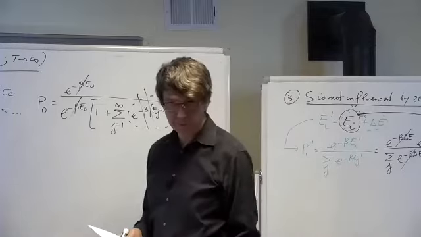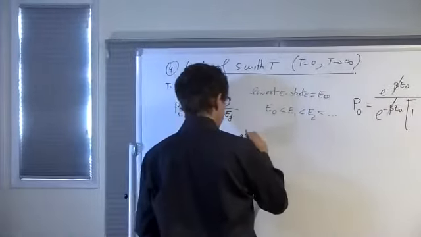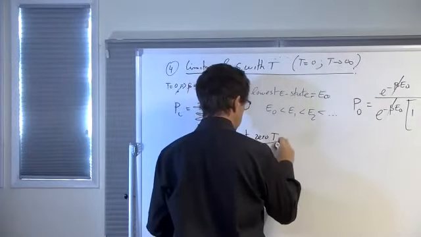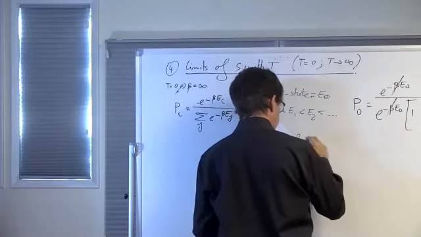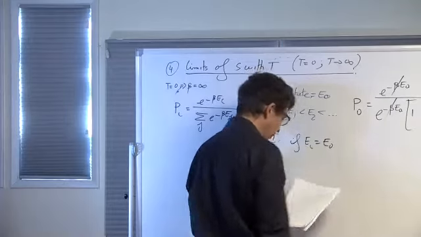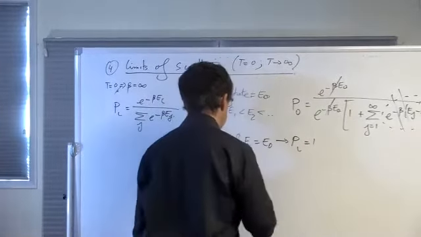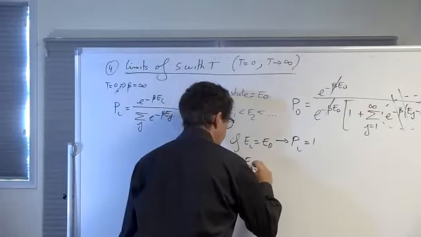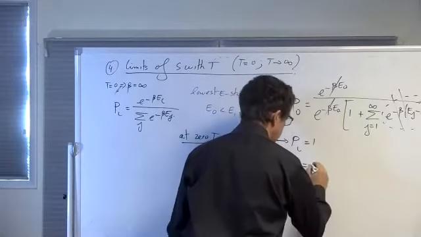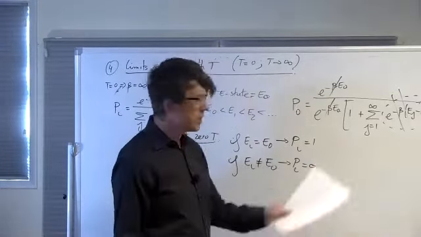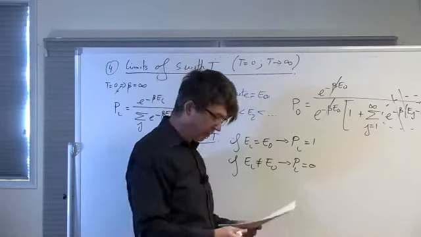So what have I proven? That if I'm at 0 temperature, then if the energy is equal to the ground state energy, which I'll refer to as E0 here, then Pi is equal to 1. If I'm not in the ground state energy, then Pi is equal to 0. Which you can also calculate from here, but of course, if you have a probability that's 1, then all the other ones have to be 0 because probabilities have to sum to 1.